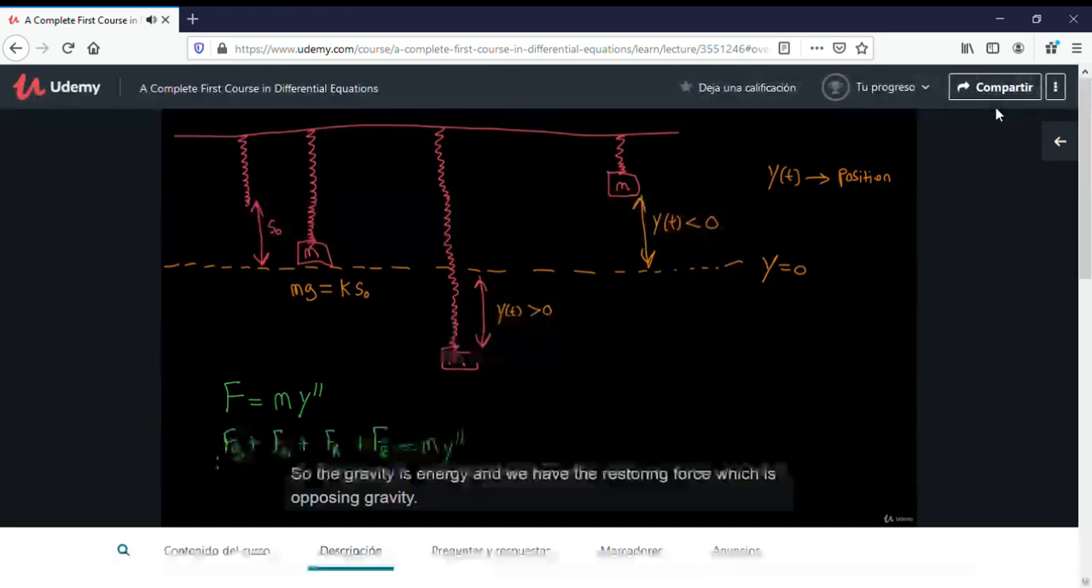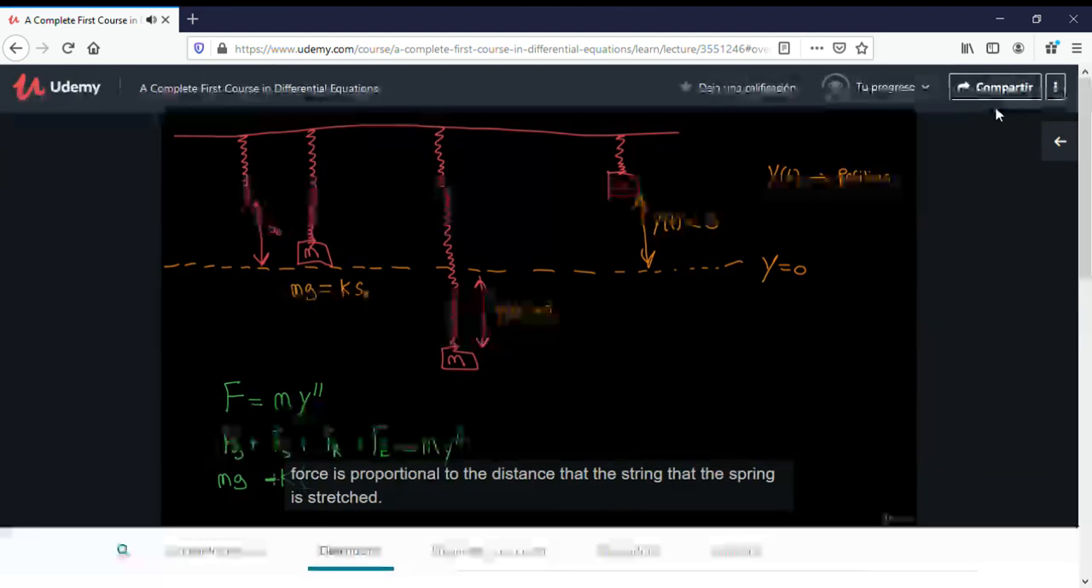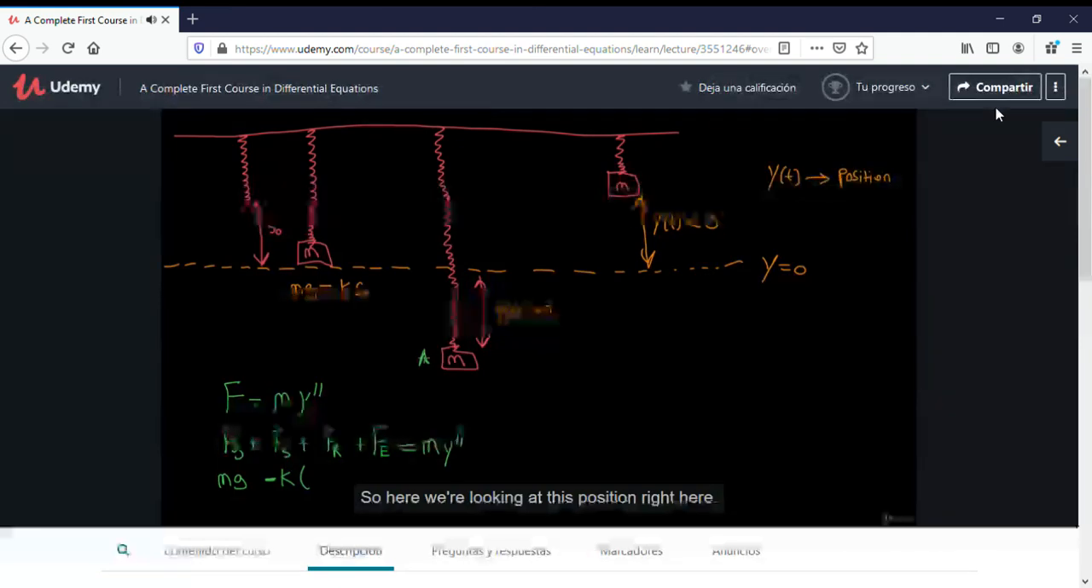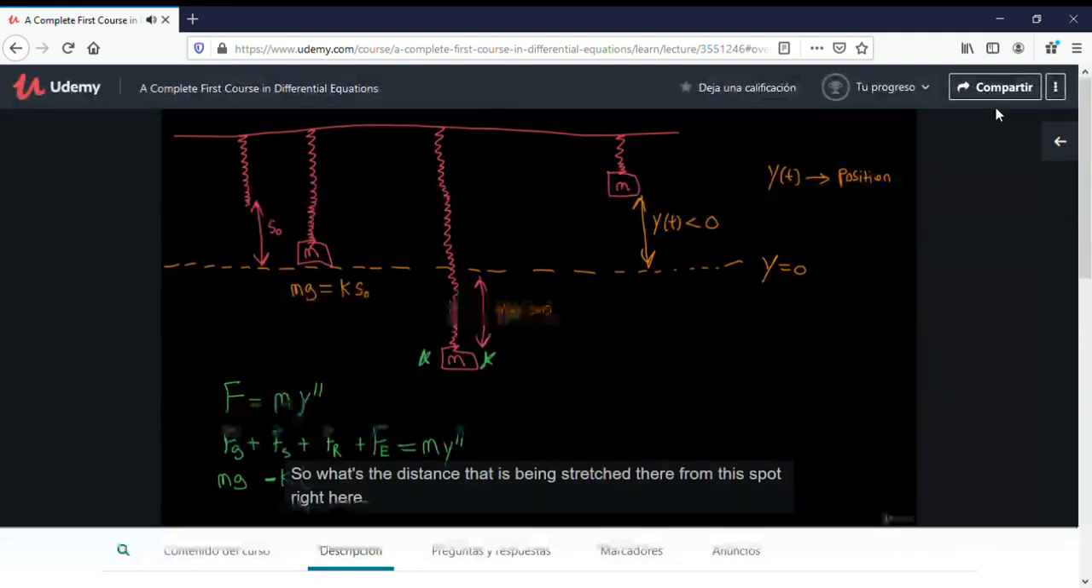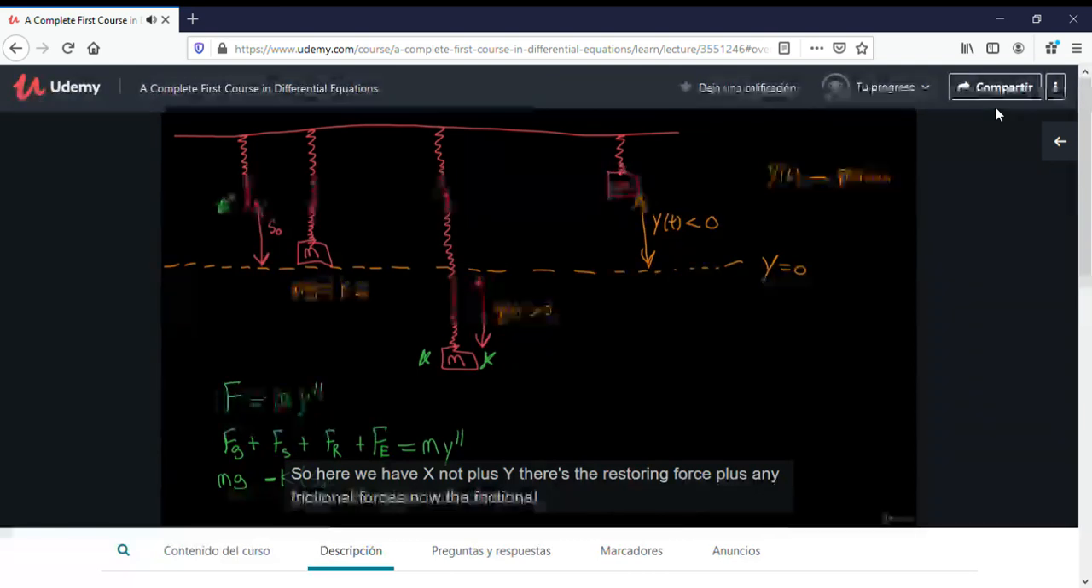The gravity is mg. Then we have the restoring force, which is opposing gravity. So here we have a minus k, and we get the restoring force from Hooke's law, which says that the restoring force is proportional to the distance that the spring is stretched. So here we're looking at this position. What's the distance that is being stretched from this spot? It's being stretched a distance S naught plus y. So here we have S naught plus y. So there's the restoring force.